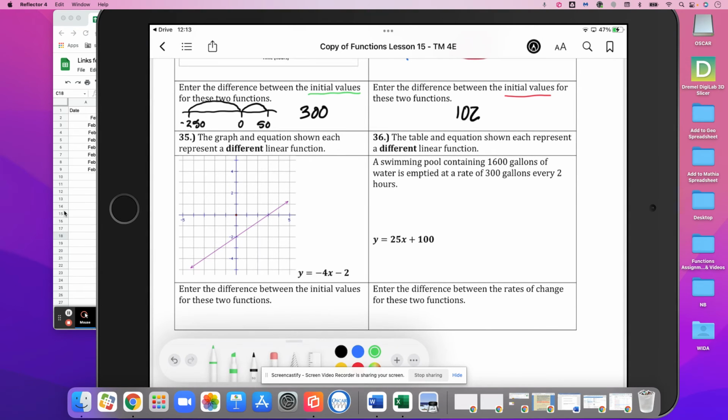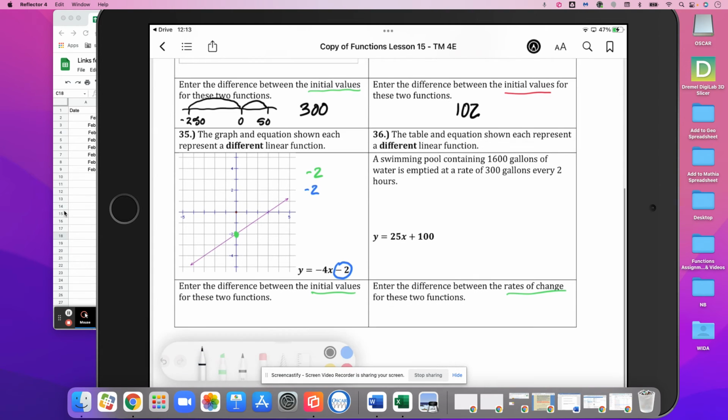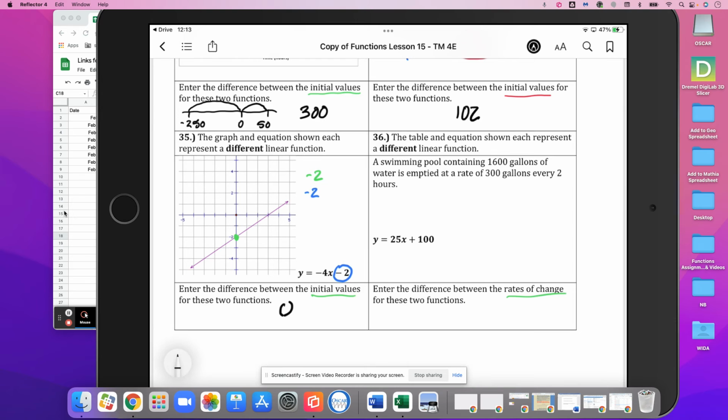Let's take a look at this one. We're trying to look for comparing initial values on that one, and then rate of change on 36. So initial value for our graph is going to be right there at negative 2. Initial value for our equation is going to be right there at negative 2. And so since they are both the same, they are both negative 2, the difference between them is going to be nothing or 0.